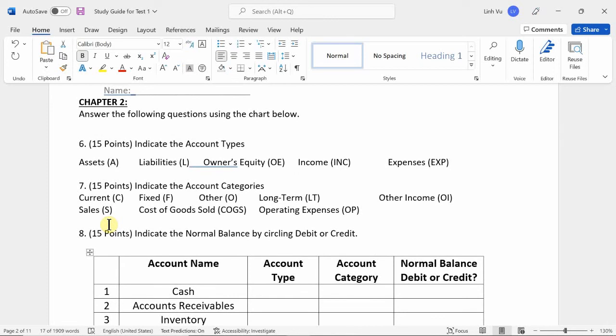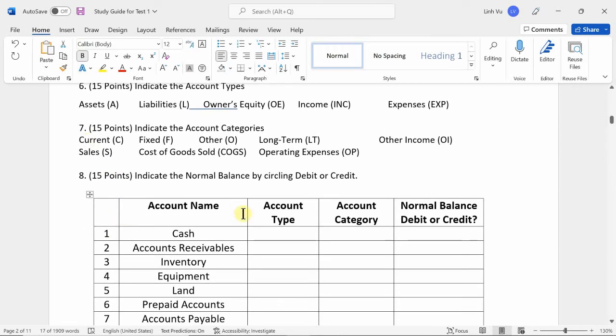So first we need to know what the account types are. There are only 5 and 5 only: asset, liabilities, equity, income or revenues, and expenses. Then you have all the types of categories: current, other, fixed, long term, other income, sales, cost of goods sold, operating expenses. Okay, so let's go ahead and determine this one.